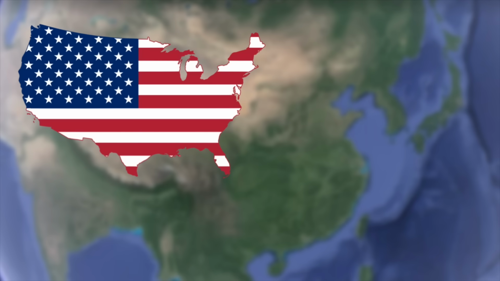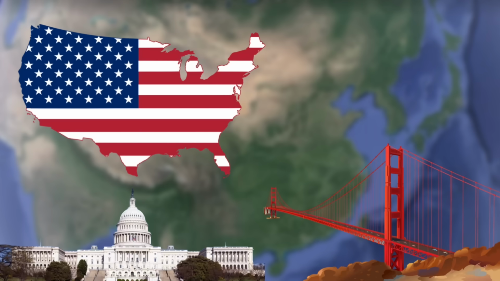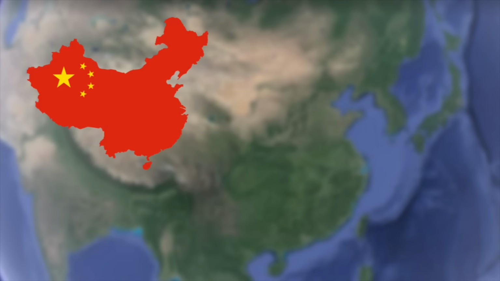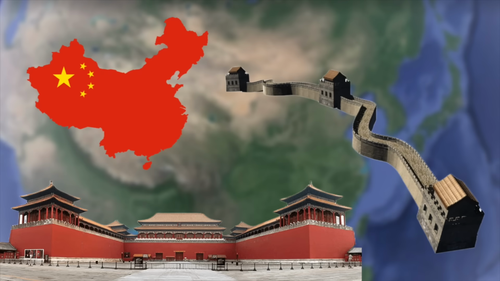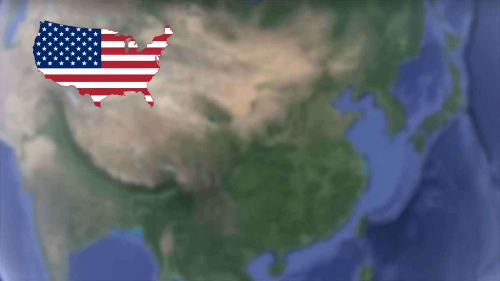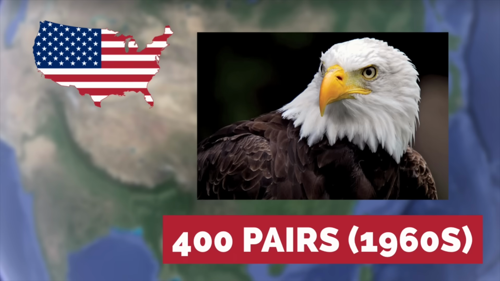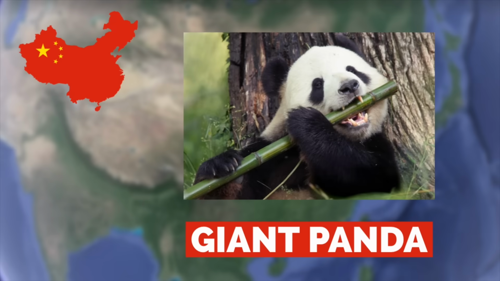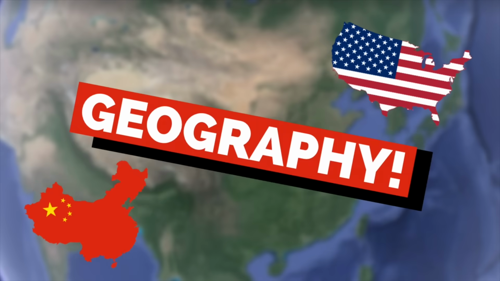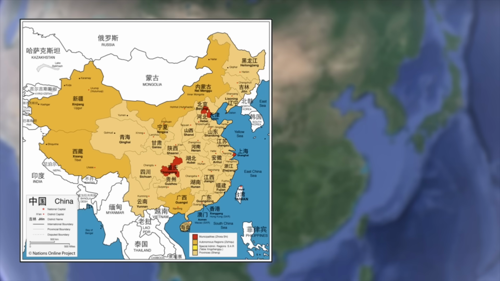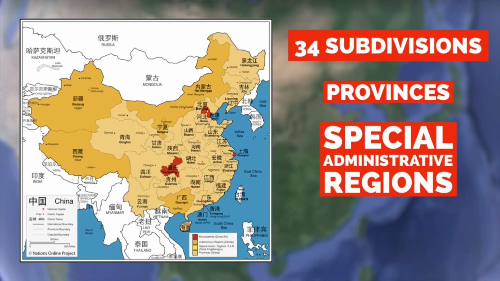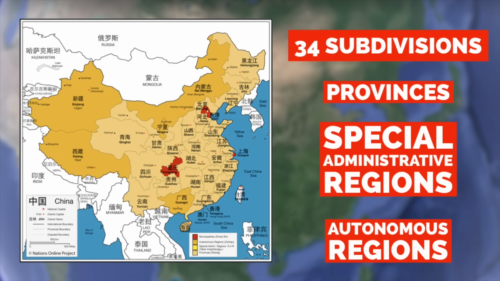The United States is famous for landmarks including the Golden Gate Bridge, the Capitol, and the Statue of Liberty. China also hosts famous landmarks including the Great Wall of China and the Forbidden City, where you can find lots of old rock people. The national animal of the United States is the bald eagle, with a population of over 316,000 in the contiguous states today, which is up from just 400 breeding pairs in the 1960s. China's national animal is the giant panda, whose population is sadly endangered, with there just being around 1,800 wild giant pandas today. China is divided into 34 subdivisions, including provinces, special administrative regions, and autonomous regions.